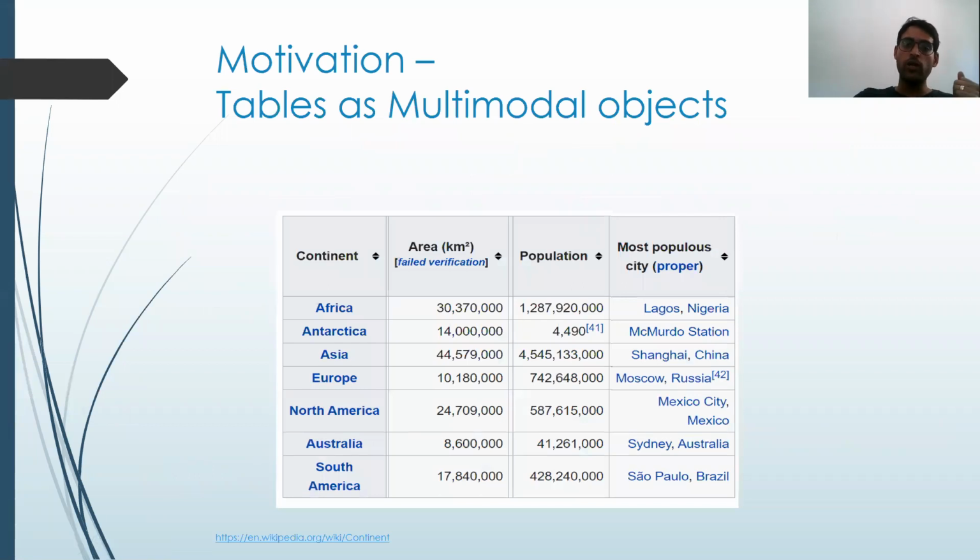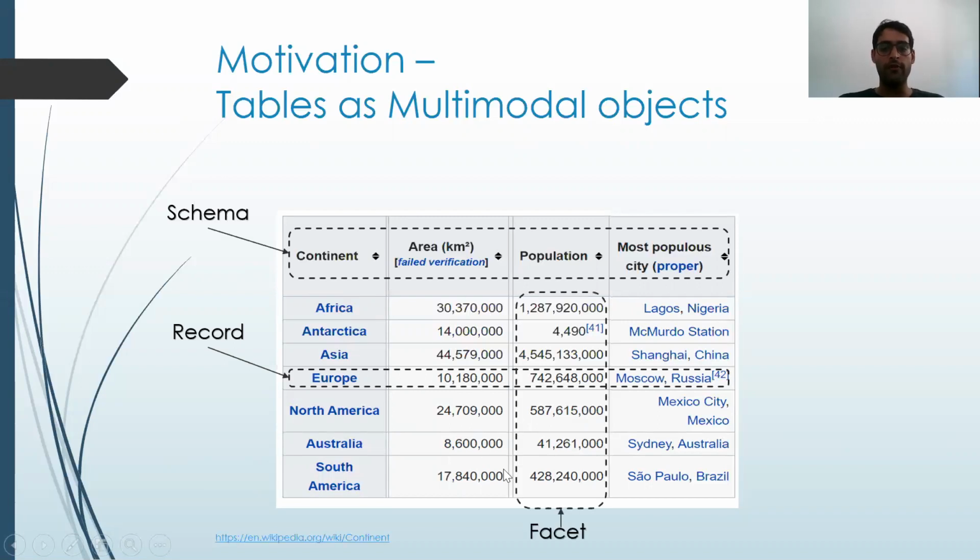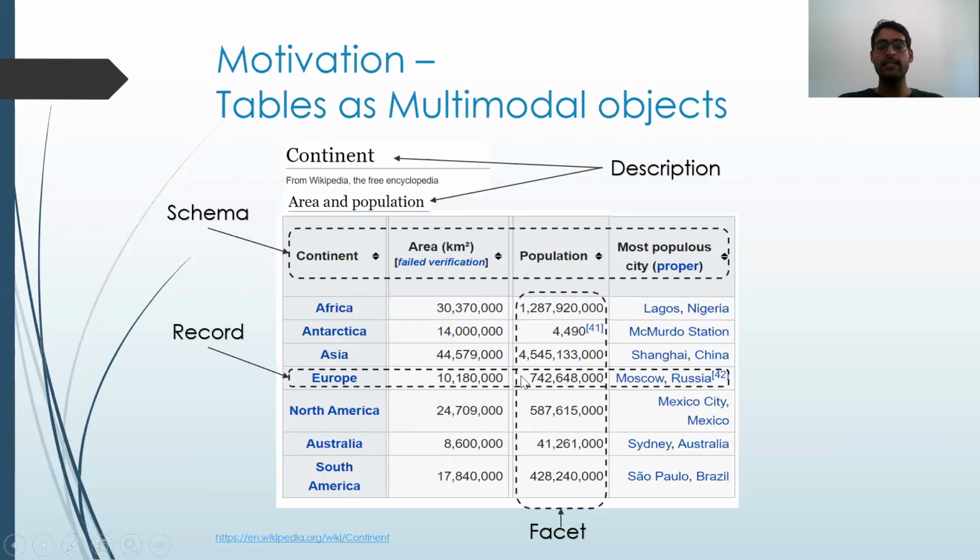In this paper, we look at web tables as multimodal objects. As an example, we extracted a table from Wikipedia that describes the different continents. We focus on 4 properties which represent the different modalities of a table. The table has a schema, it has records, it has columns or facets, and finally, it has a description in the form of page title and caption.